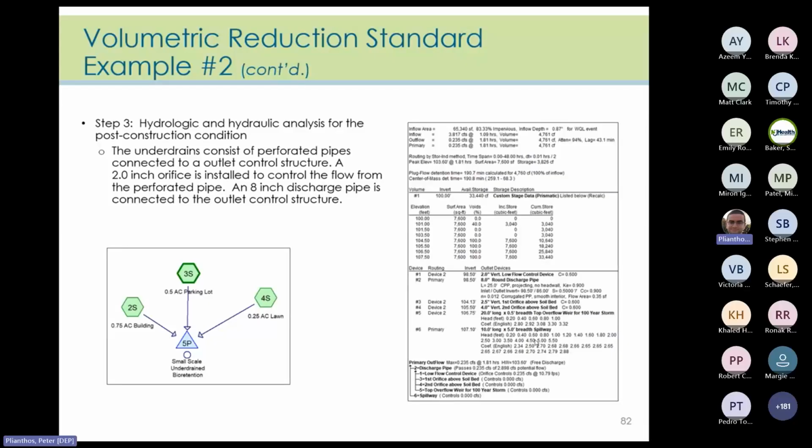For step 3, a hydrologic and hydraulic analysis will be performed for the post-construction condition of the major development. Note that in this example, the underdrains consist of perforated pipes connected to an outlet control structure. A 2-inch orifice is installed to control the flow from the perforated pipe, and an 8-inch discharge pipe is connected to the outlet control structure. The screenshot to the right shows that for the post-construction condition, the peak flow rate out of the BMP is 0.235 CFS.